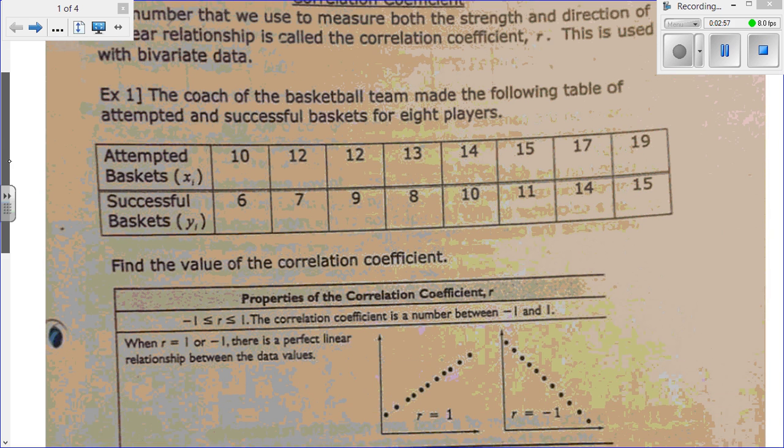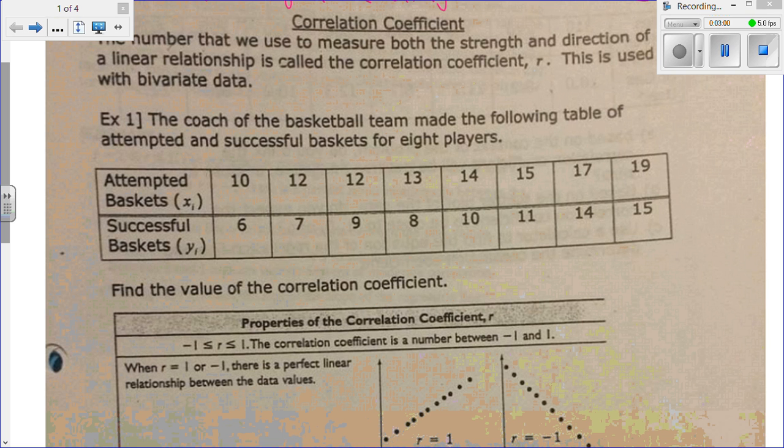All right, so for example 1, the coach of a basketball team made the following table of attempted and successful baskets for 8 players. This should be 11, not 12. So the attempted baskets are 10, 11, 12, 13, 14, 15, 17, and 19. And then the successful baskets were 6, 7, 9, 8, 10, 11, 14, and 15.